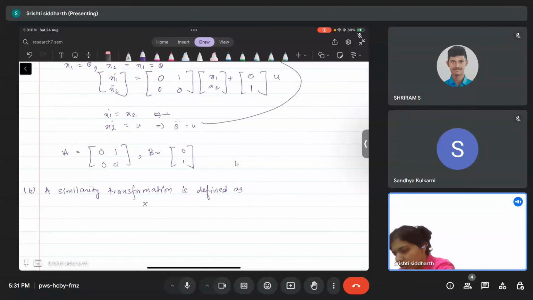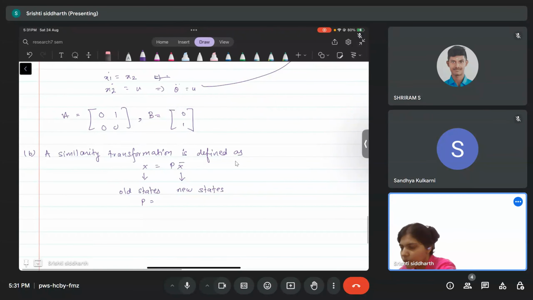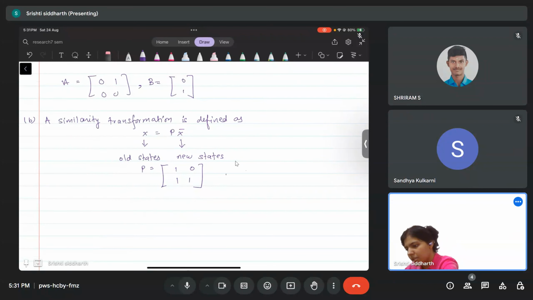So the old state x is related to the new state x bar like this: old states and new states. And I've already given what P is. So it's [1, 0; 1, 1]. Okay, so now we have to find the matrices A bar and B bar.